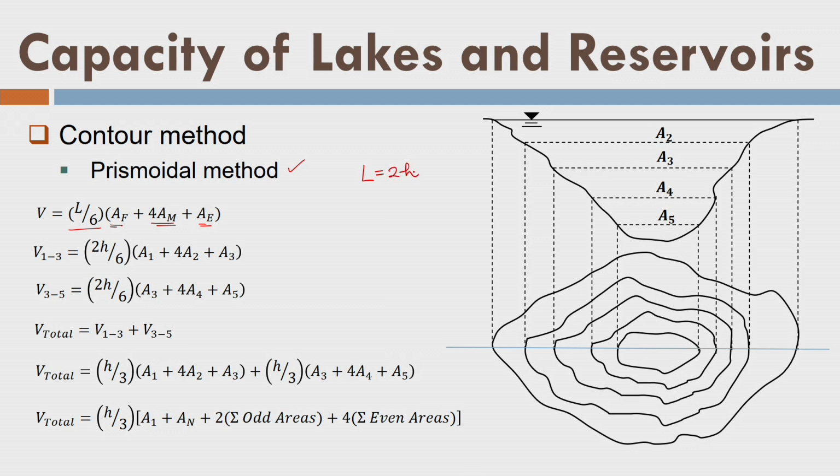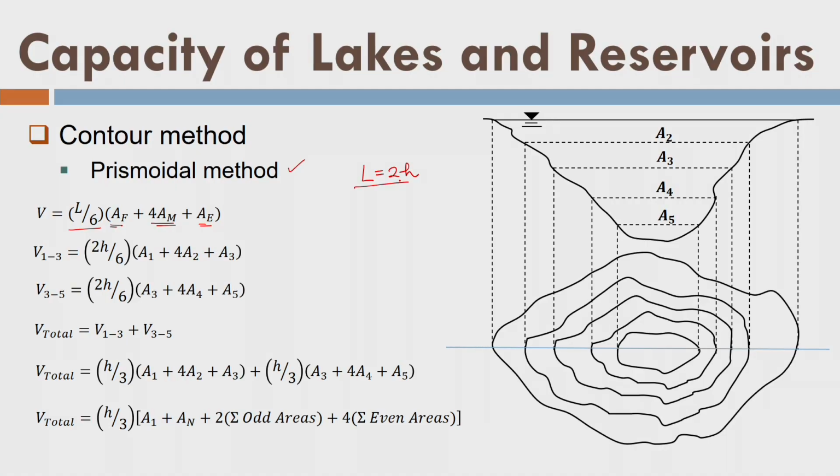Okay. What does it mean? It means that I am considering 3 sections at a time, the first section, the middle section and the end section. Okay. The distance between the first and the middle section is h, and the distance between the middle and the end section is also h, and that is why the length between the first and the third section, or first and the end section, is 2h. So, L is my 2h here, fine.